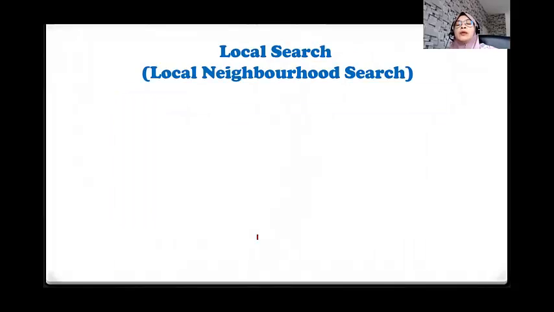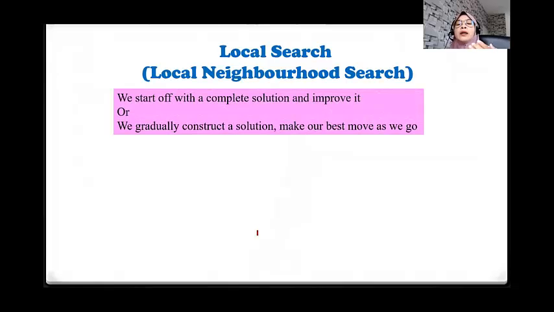Let us review local search. Local search is local neighborhood search, but usually we call it local search. So we start off with a complete solution and improve it, or we gradually construct a solution, make our best move as we go.